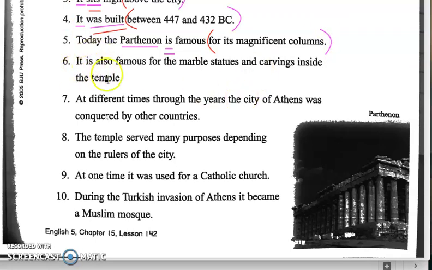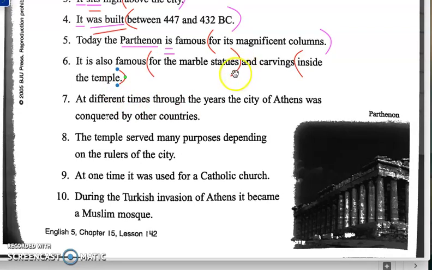Number 6, it is also famous for the marble statues and carvings inside the temple. I see a preposition already. For what? For the marble statues. It's not for the marble because marble is an adjective that describes statues. What kind of statue is it? It's a marble statue. Okay? And inside what? Inside the temple.